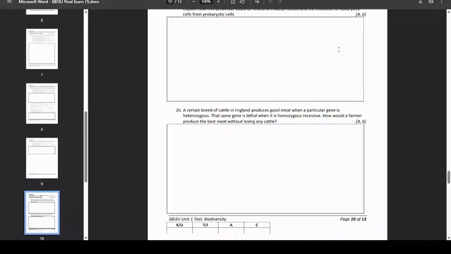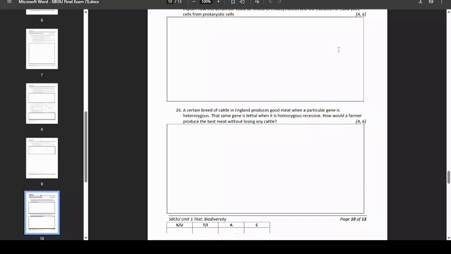So this cross produces offspring with the genotype ratio, sorry, one homozygous dominant, which is good meat, and two heterozygotes, which is also good meat, and we unfortunately have to kill one. So this strategy ensures that at least two-thirds of the viable offspring will produce the best meat, and the loss from the lethal gene is predictable and manageable.